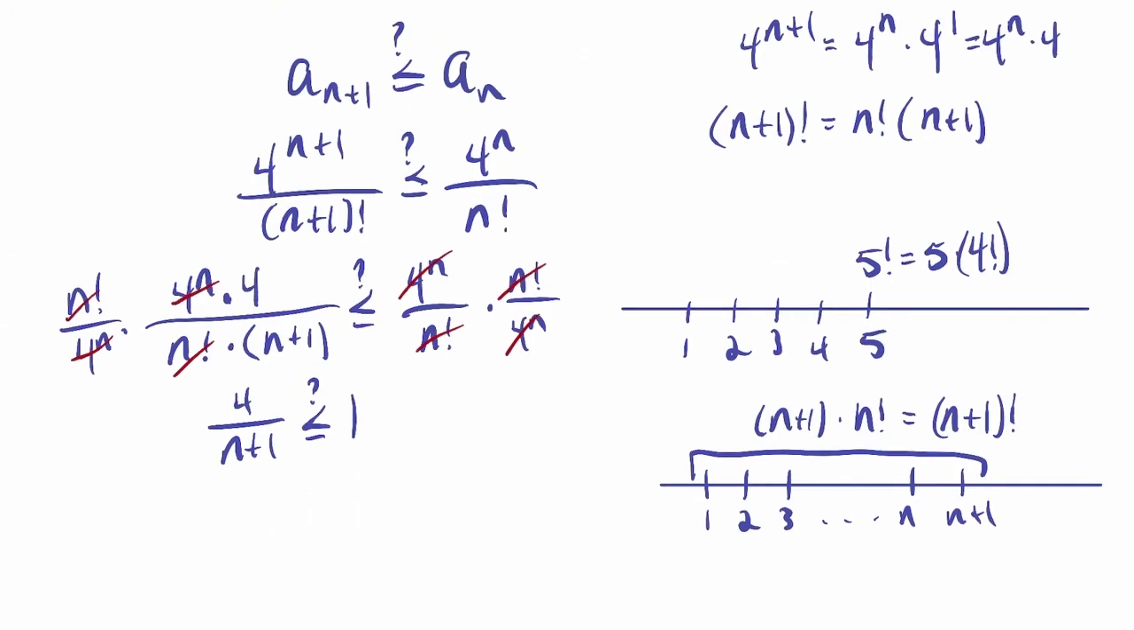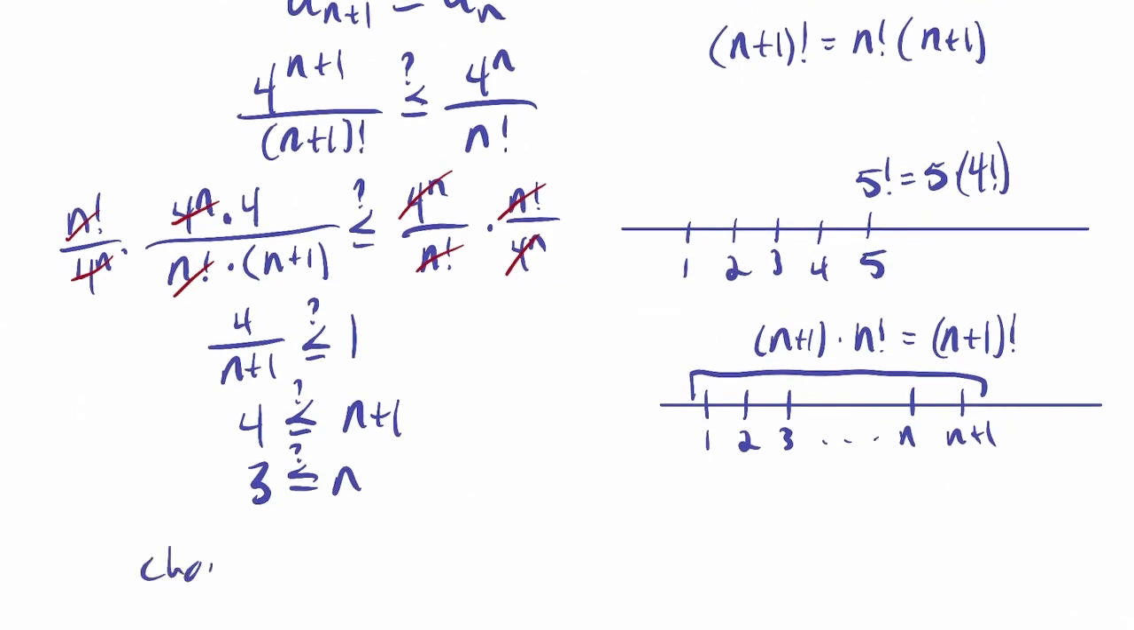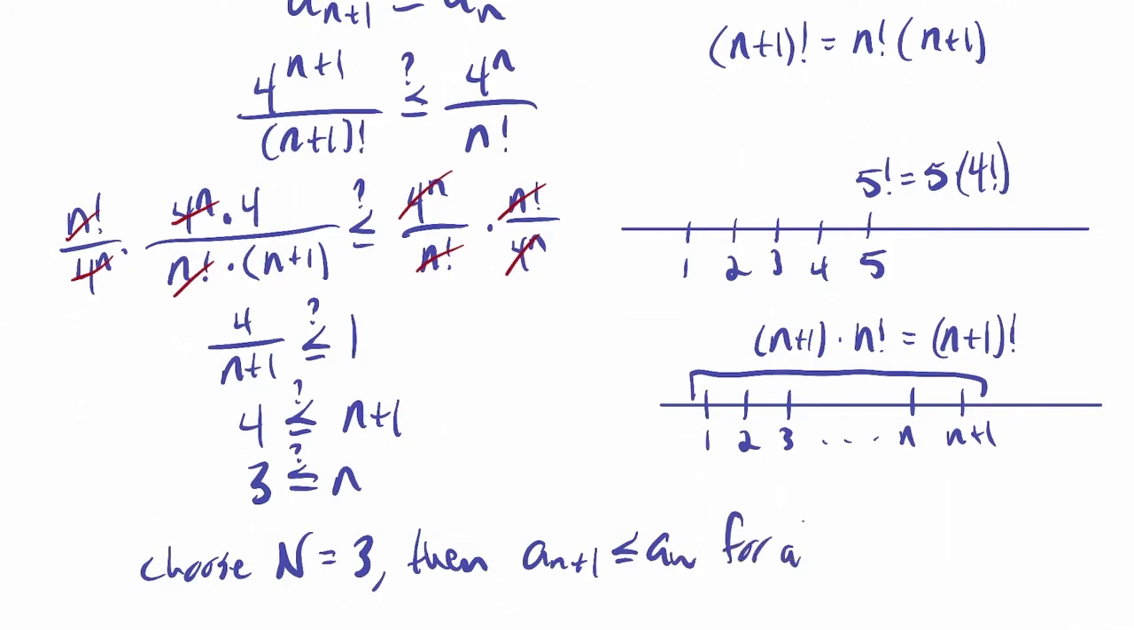Okay. And now I'm almost done. I've done the hard part. Essentially, what I'm trying to do is find out what number do I have to start with so that this inequality is always true. What does big N have to be? So I'll multiply n plus 1 on both sides. Subtract 1 on both sides. So as long as I choose big N equals 3, then a sub n plus 1 is less than or equal to a sub n for all n greater than or equal to big N.